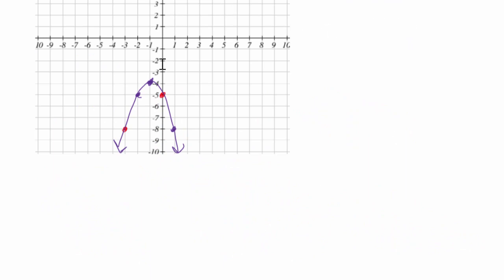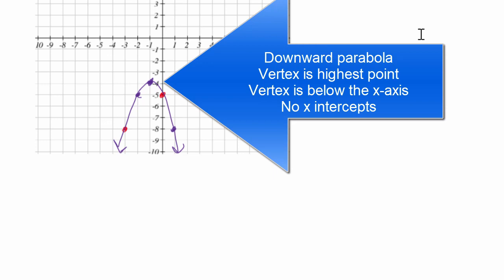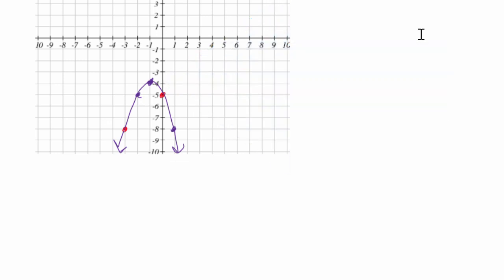So here you see I've gone ahead and graphed our vertex and our points. And do you see now why this parabola does not cross the x-axis? See why we got no x-intercepts? We've got a downward facing parabola. So the highest point is the vertex, but the vertex is down, clear down here. So this parabola is never going to turn around and come back up to the x-axis. So there are no x-intercepts.